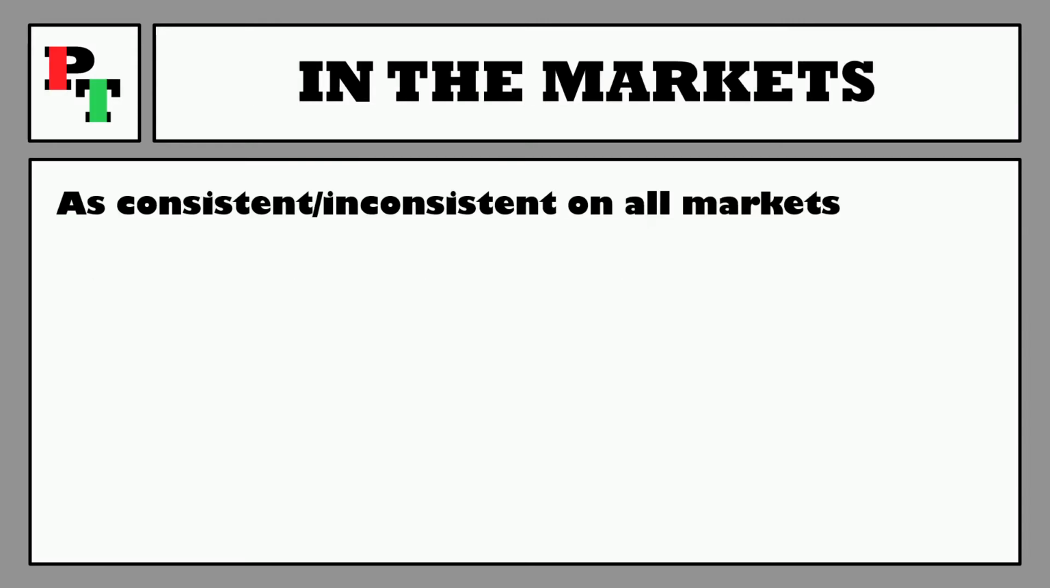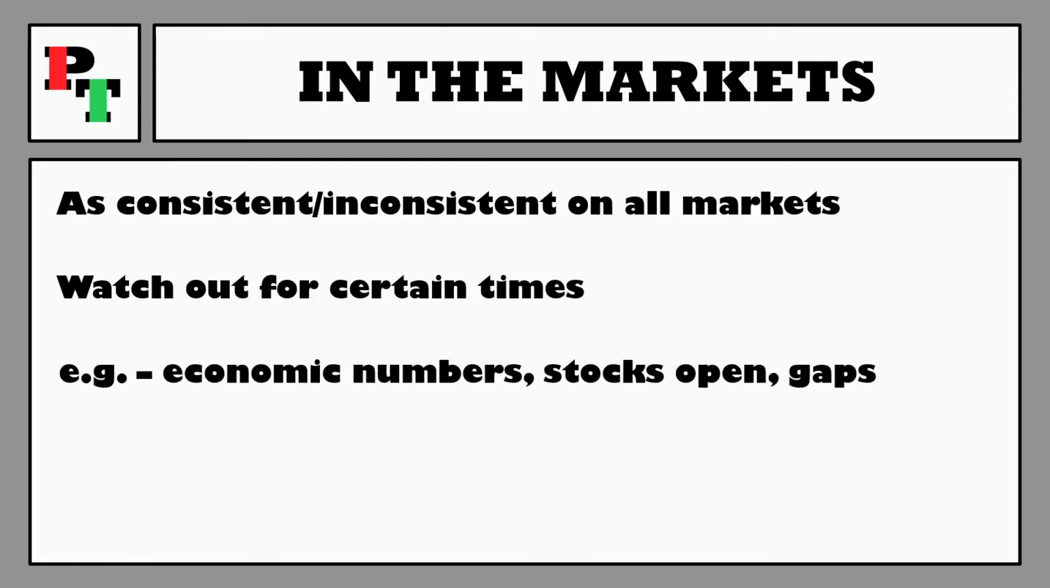Once we get into the markets, the simple moving average is similar across assets. That includes forex, stocks, cryptos, metals. It is going to be as consistent or inconsistent in all of them. Something that is said to watch out for is that there are certain times where the moving average may be thrown off by a particular event trigger. For example, increased volatility on a currency at the release of economic numbers that relate to that currency, or at the open of a stock market. Those type of things can cause the moving average to be very unsettled for a short period of time.